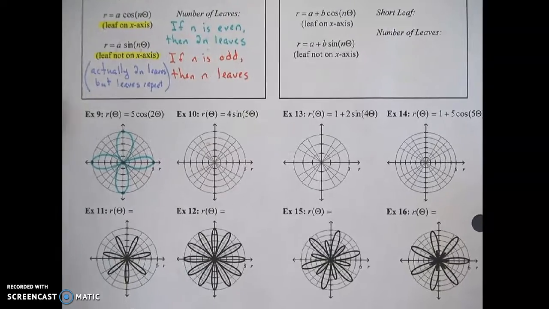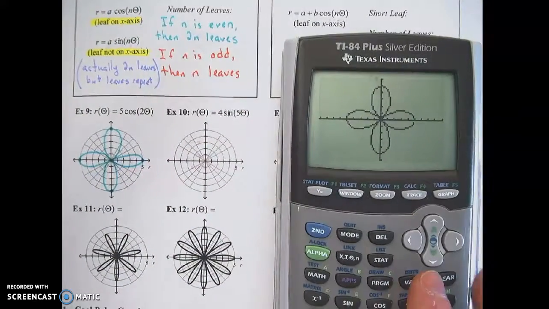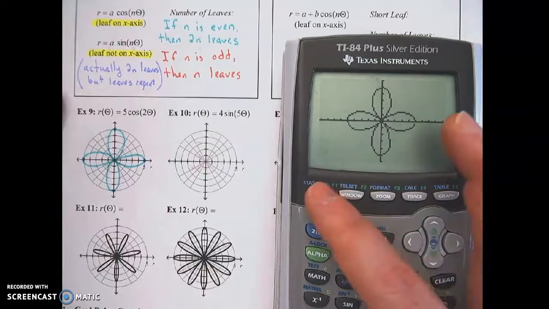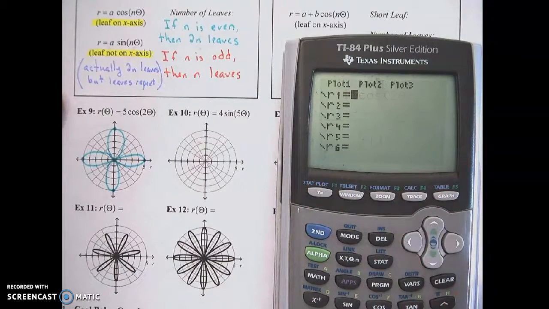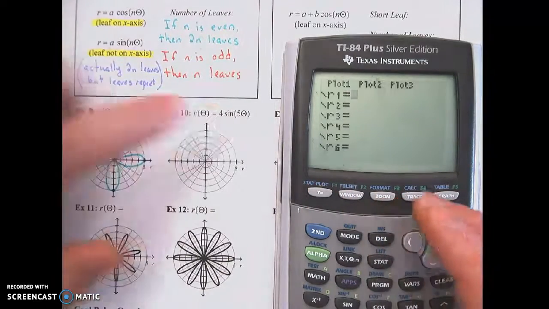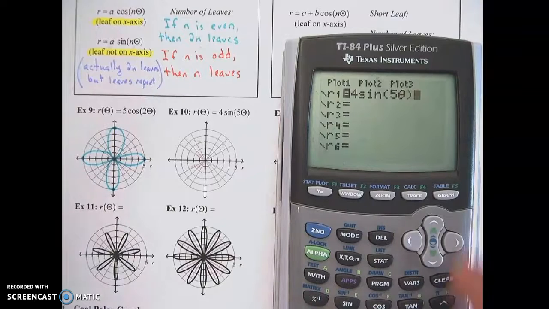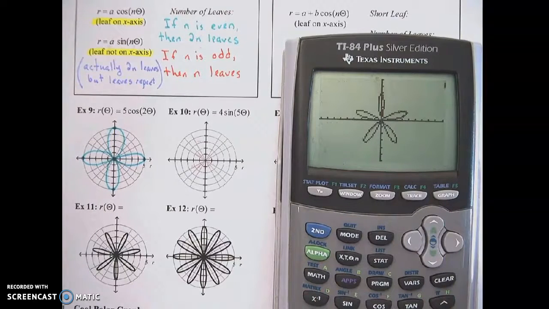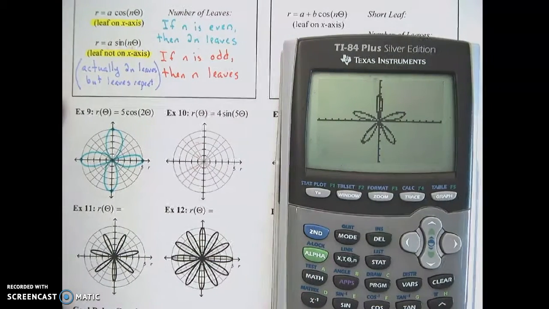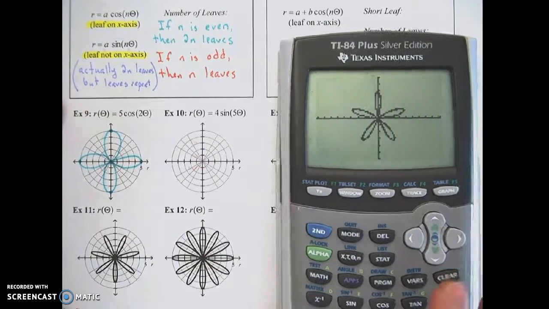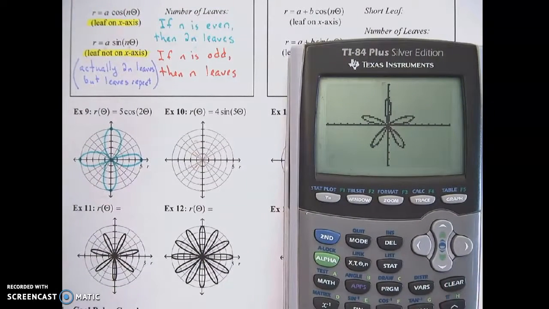All right, let's take a look at 4 sine of 5 theta. The only reason I need my calculator here is that I don't know exactly what angle those 5 leaves will be on, because it's not going to start on the x-axis, so it's a little bit tougher to draw. All right, so we got an idea there. Let me try to sketch it over here. I know they're going to be 4 units in length.